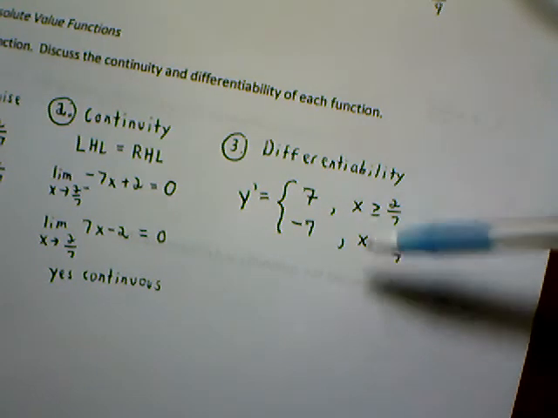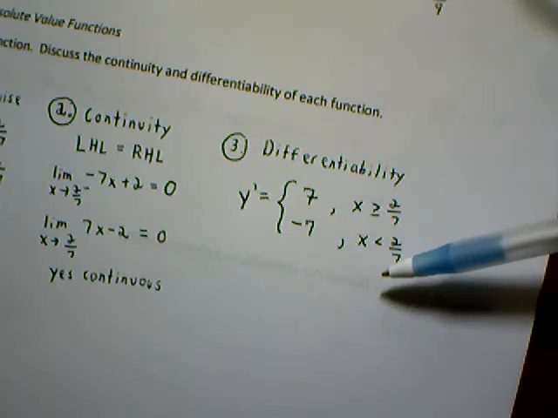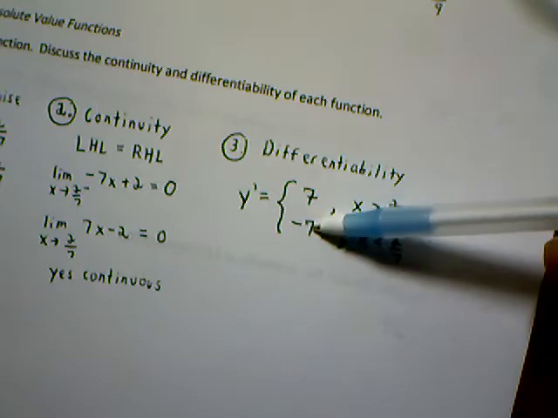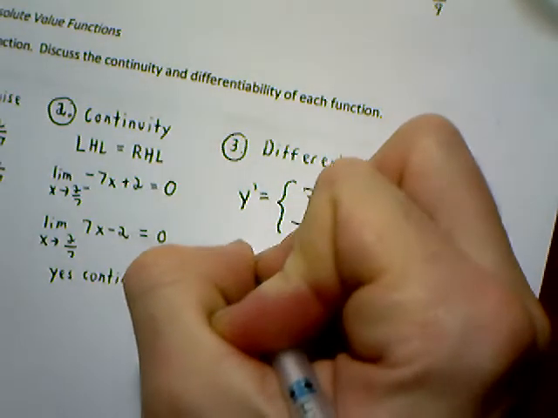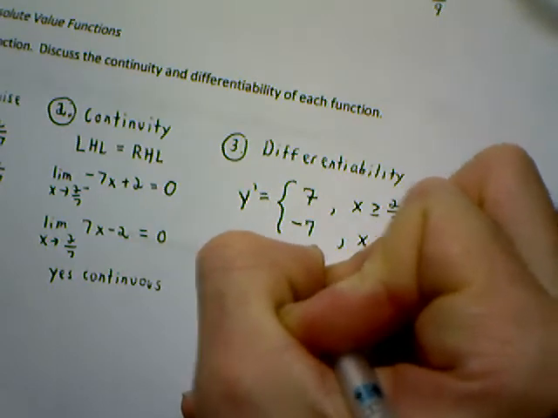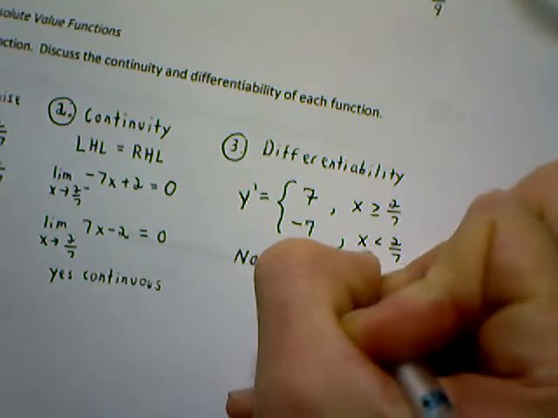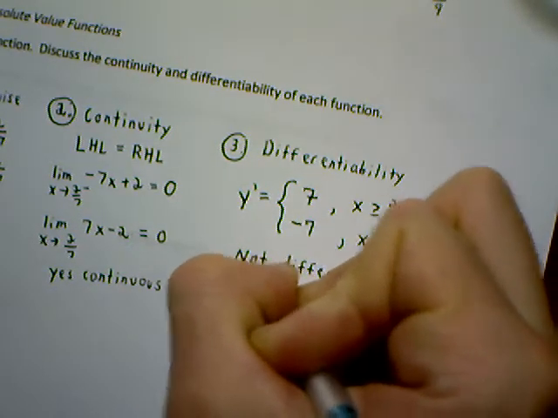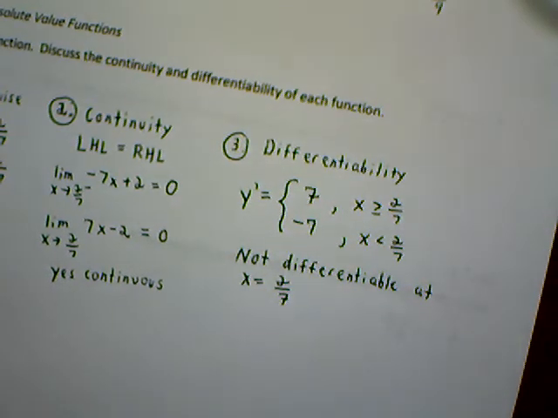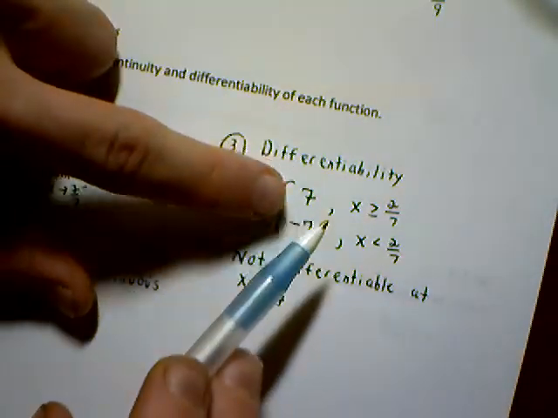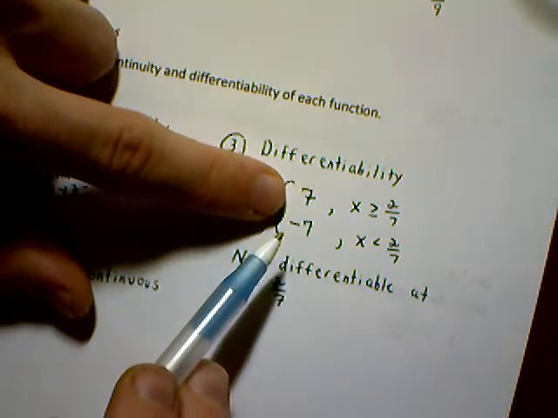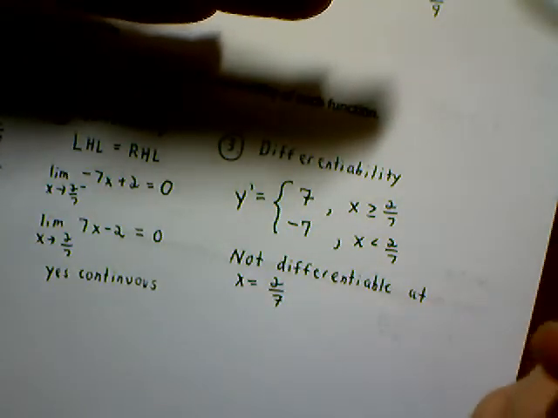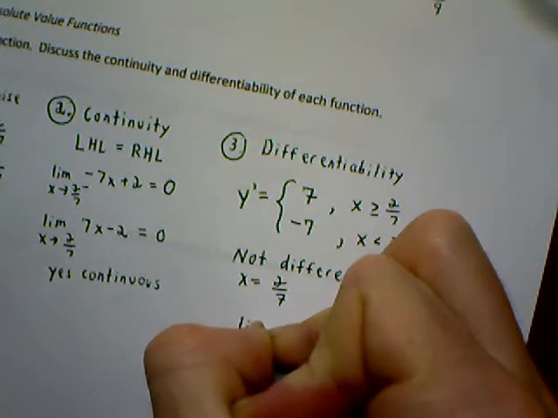Everywhere else besides 2/7, it's differentiable, but where the rule changes, where the slope goes from 7 to negative 7, it's not differentiable. So I'm going to say not differentiable at x equals 2/7, because at that point the slope changes from positive 7 to negative 7. You could also look at left-hand and right-hand derivatives like we did before. You could actually write it out like this if you want to.